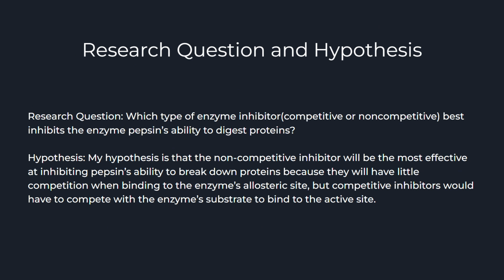Research question and hypothesis. Research question. Which type of enzyme inhibitor, competitive or non-competitive, best inhibits the enzyme pepsin's ability to digest proteins? Hypothesis. My hypothesis is that the non-competitive inhibitor will be the most effective at inhibiting pepsin's ability to break down proteins because they will have little competition when binding to the enzyme's allosteric site. But competitive inhibitors would have to compete with the enzyme substrate to bind to the active site.